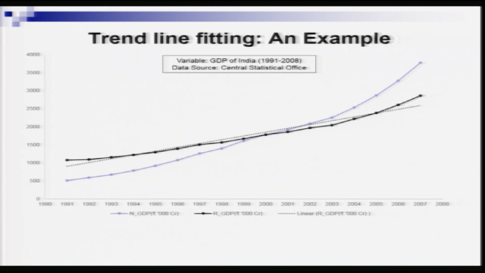Now, note that when we have the real data, we can fit a linear trend equation, and if we apply OLS to this real GDP data, then the fitted straight line is given by this broken, dotted line. So, let us stop here for the time being.